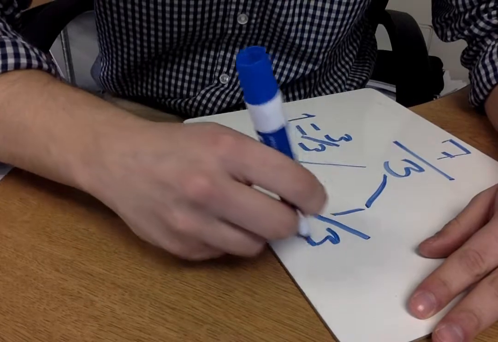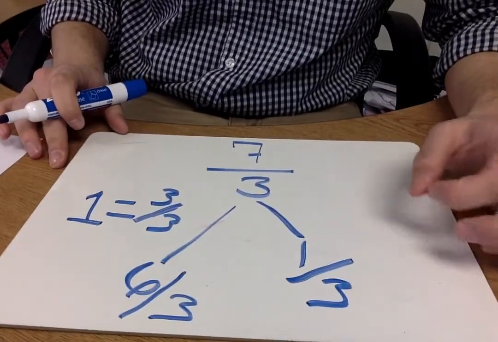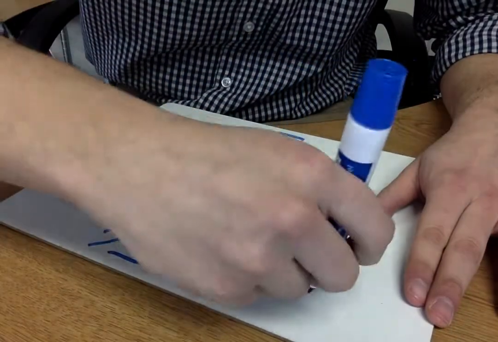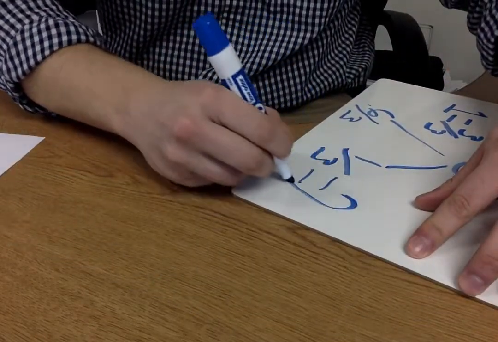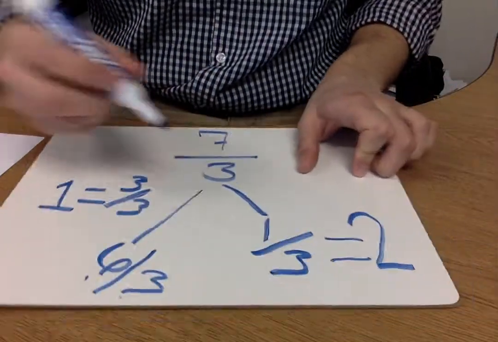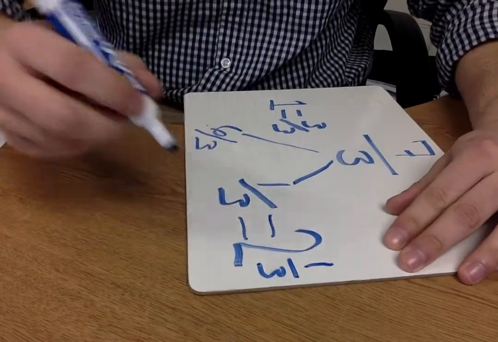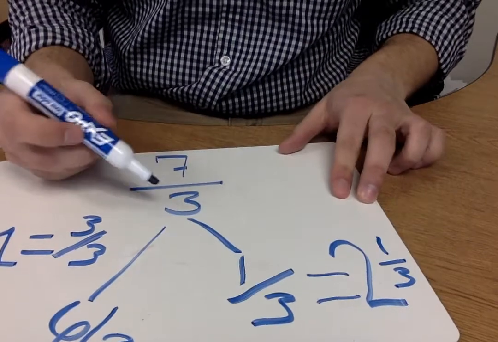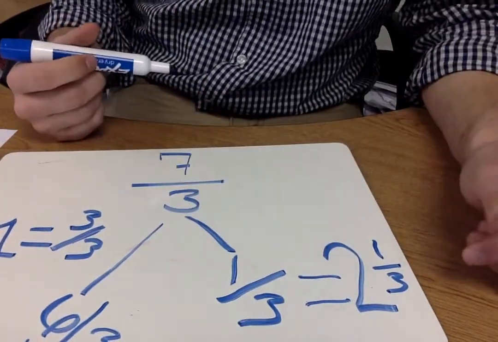So the two parts of my number bond are going to be 6/3 and 1/3, which can be rewritten in a mixed number because 3 goes into 6 evenly twice. So 6/3 is the same as 2 wholes. And I have 1/3 remaining. So that means that 7/3 is the equivalent or the same or equal to 2 and 1/3.